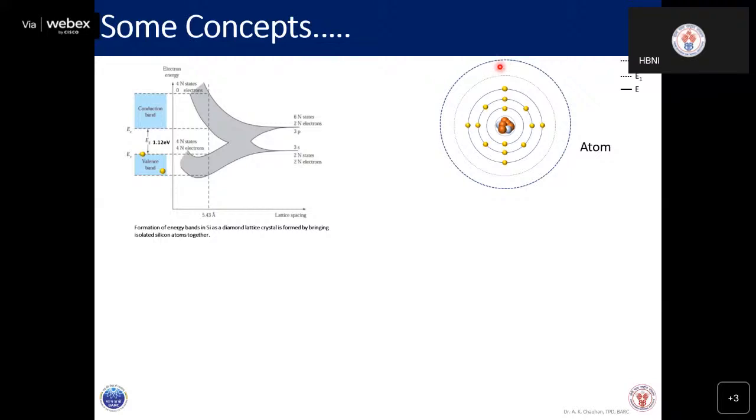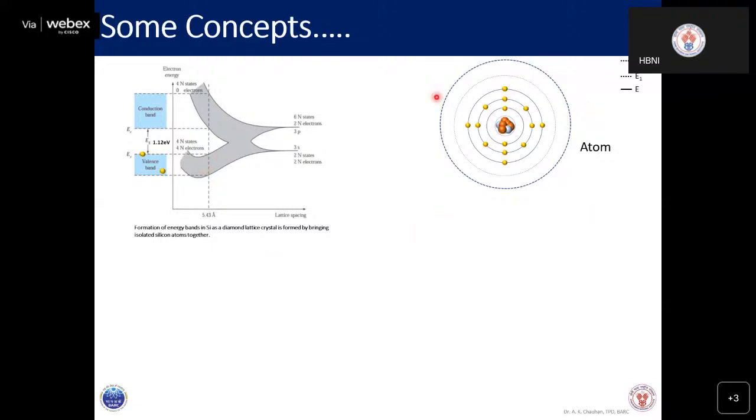But if the provided energy is not matching, even if it is more than this level and falling somewhere here, the electron will not accept it. It will either absorb the full energy or not absorb any energy. So this is like the ground energy, you can say. This is the first excited energy, this is the second excited energy, and so on.